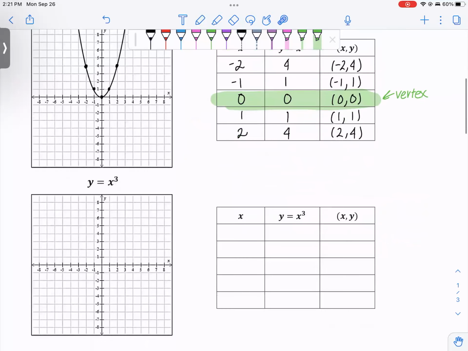All right. X cubed. We're going to use the points -2, -1, 1, and 2. If we cube -2, we get -8. So this is the point -2, -8. If we cube -1, we get -1. So the point -1, -1. 0 cubed is 0. 1 cubed is 1. 2 cubed is 8.